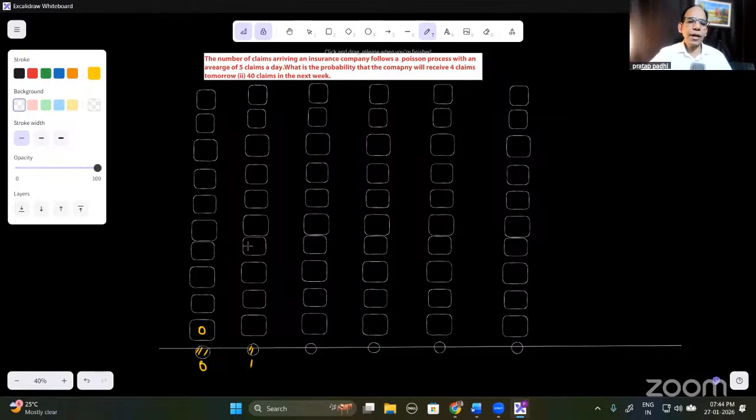I can't write all the states here. There will be so many states, but I'm writing randomly. Don't count here. 10 this way. Every day 5 claims, so the gap is 1 day. It's continuous time. 15, 20, that way it's going. Suppose 15 is here, it's increasing. This is a Poisson process.